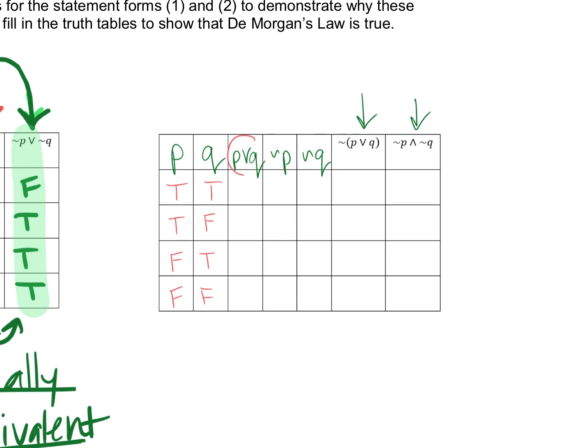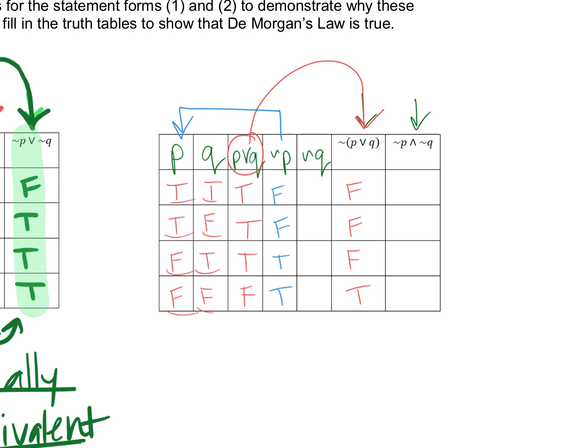And so for or, remember for disjunction, it's true as long as one of them is true. So those are both true, so we'll get a true. We have at least one true, and then false. So then its negation over here would end up being false, false, false, true. And then to negate the P, again, we're looking at that first column and doing the opposite. So it would be false, false, true, true. And then to negate the Q, it'll be false, true, false, true.